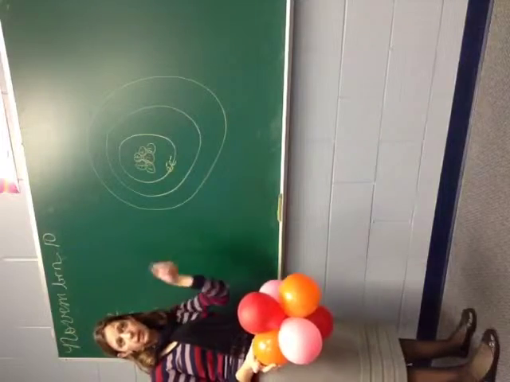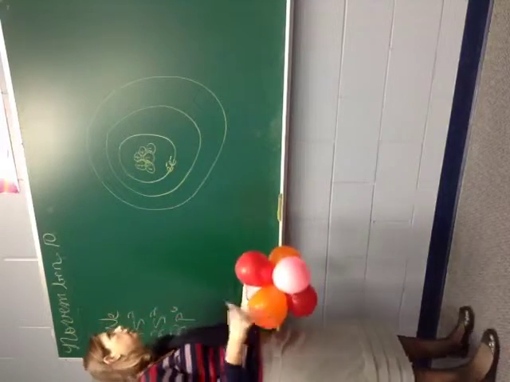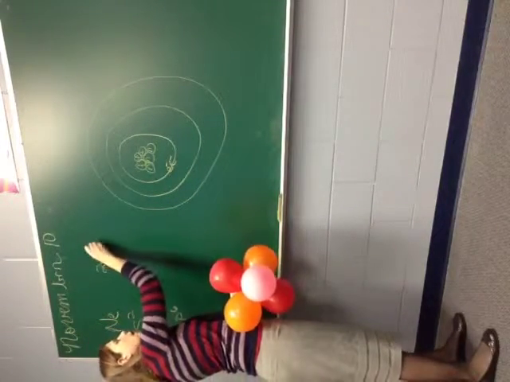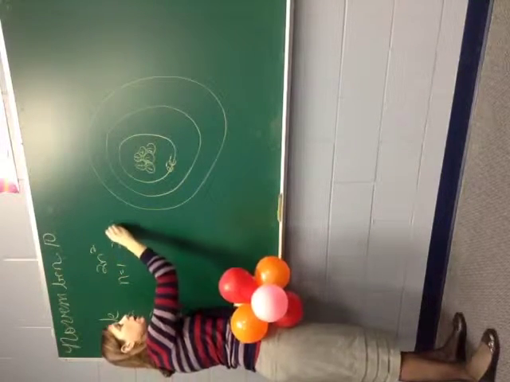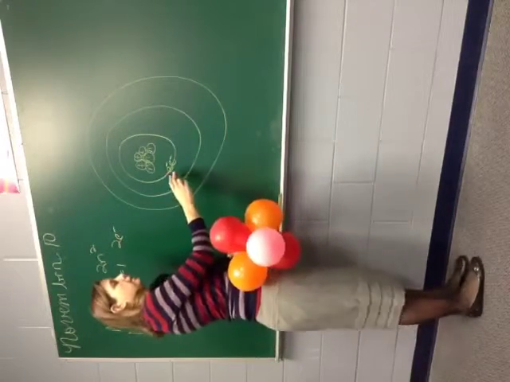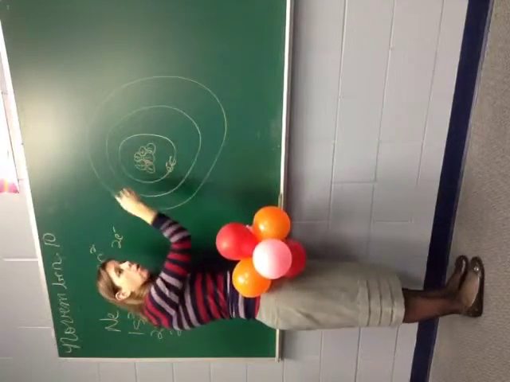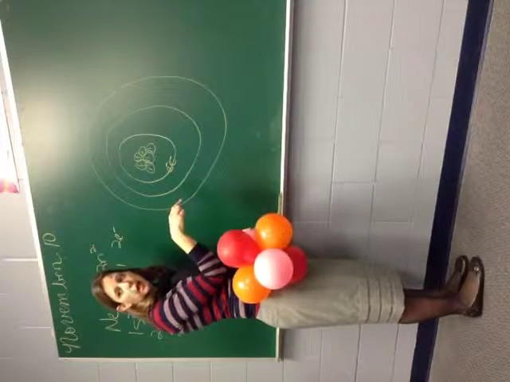There's a formula with that: 2n squared. So that means that on my first energy level, I can only have 2 electrons. And so it's in that s orbital, which is your subshell.